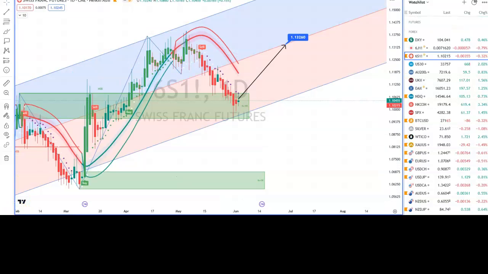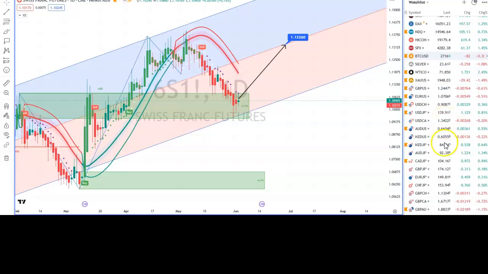The Swiss franc futures is another way of correlating what we're going to do with the Swiss franc. So in terms of the US Swiss, in terms of the Swiss yen, and in terms of the pound Swiss as well, this correlates with those trades. So in this instance, we've seen weakness in the Swiss franc, which has driven prices up in terms of the pound Swiss and so on.